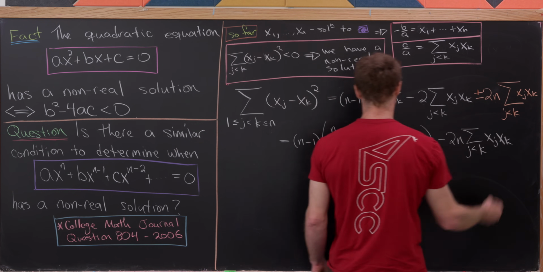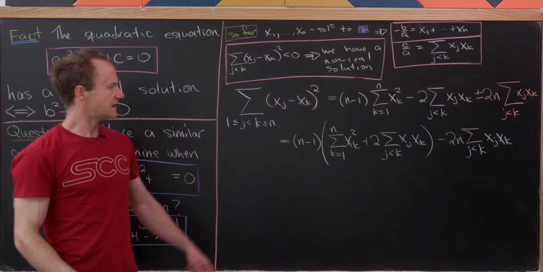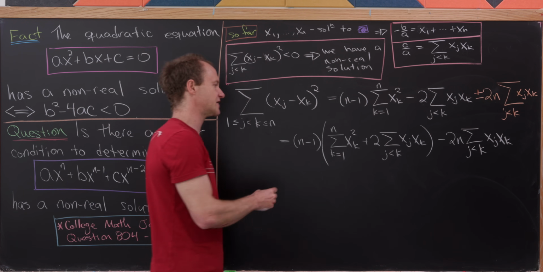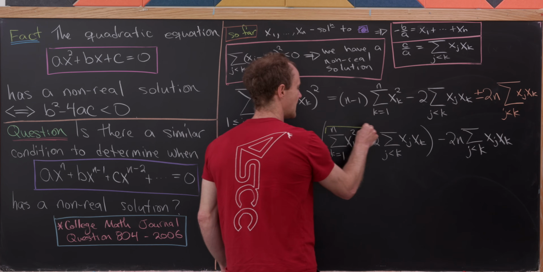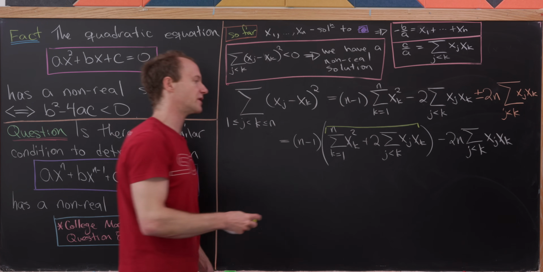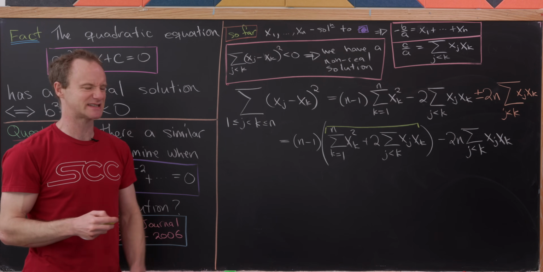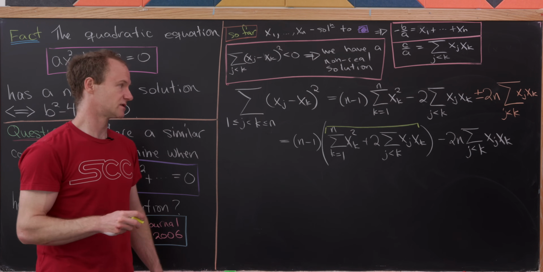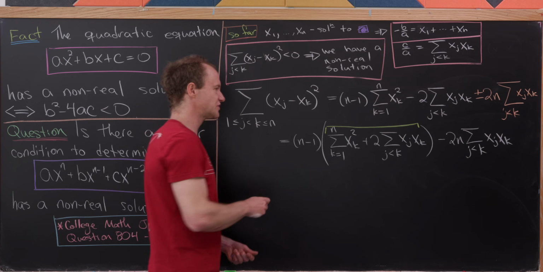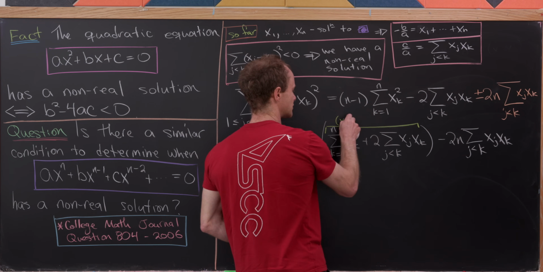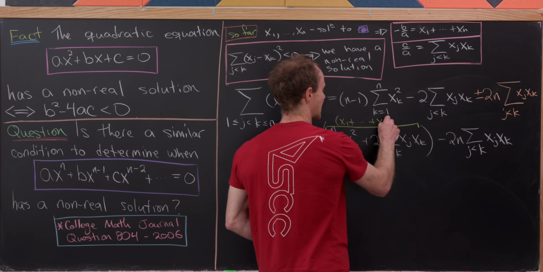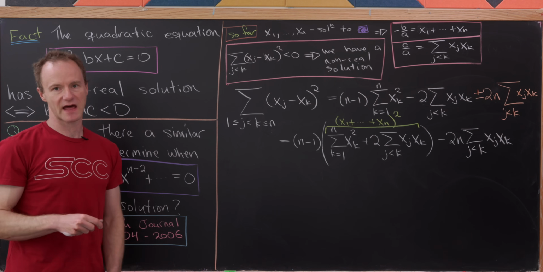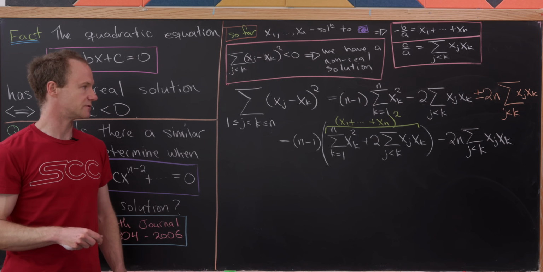xj times xk. But now the important thing here is to make a little observation on this middle term. And this is actually a multinomial that has been expanded. And this is the standard formula for the expansion of the square of this multinomial, if you will. And I'm just going to write it down. This is in fact equal to x1 plus all the way up to xn quantity squared. And you can multiply that out and convince yourselves of that if you need to.